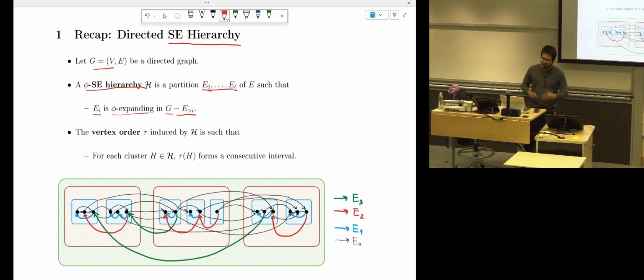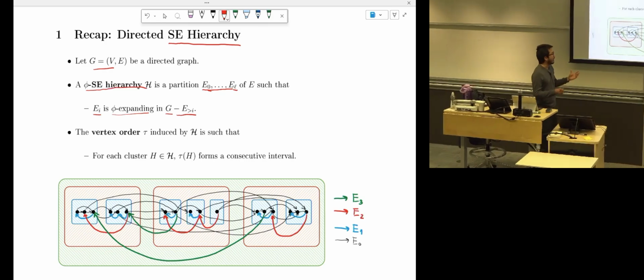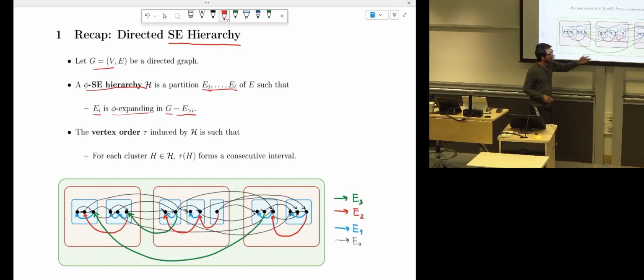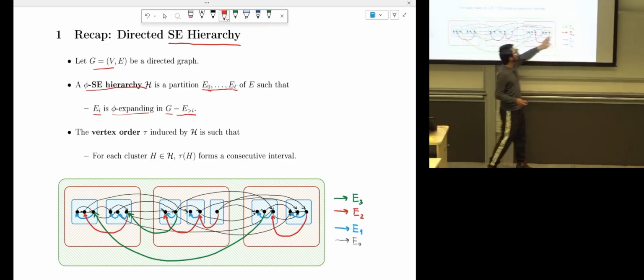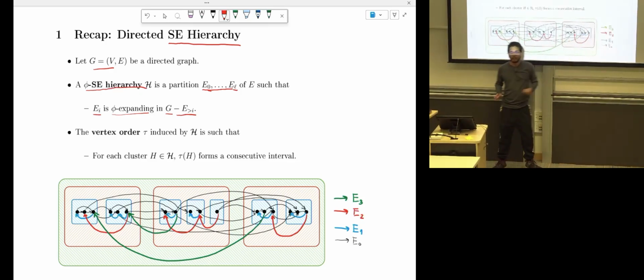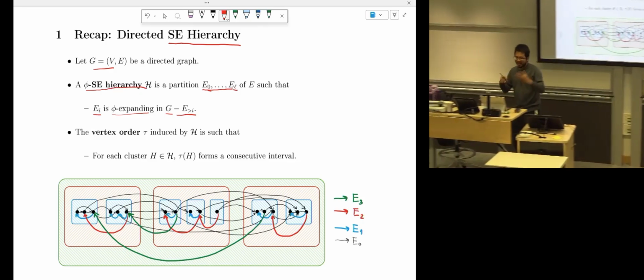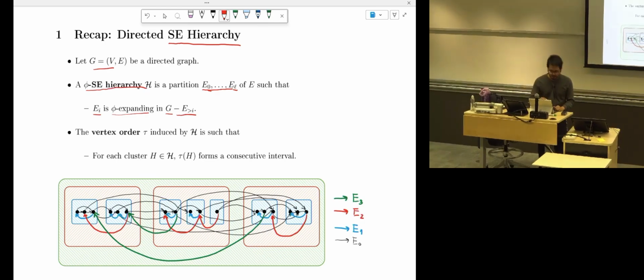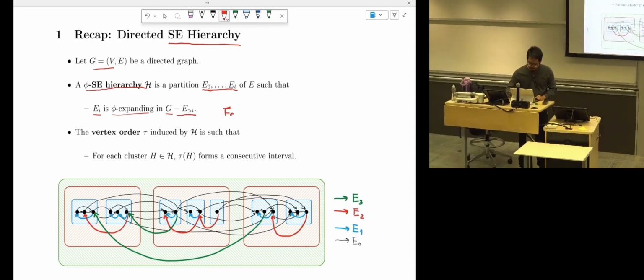E0 is like the DAG edges, so each connected component after removing all the colored edges is just a singleton. So the black graph forms a DAG, and that's the expander. So E0 is expanding in E0, which is G minus the other levels.